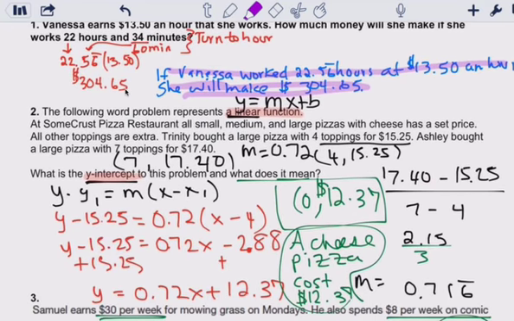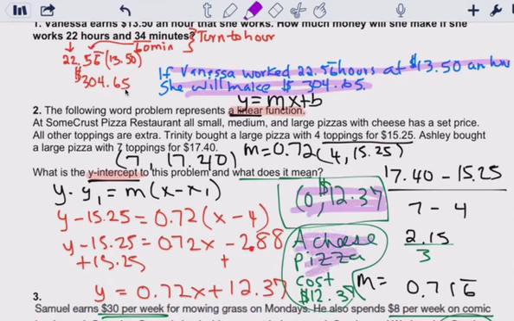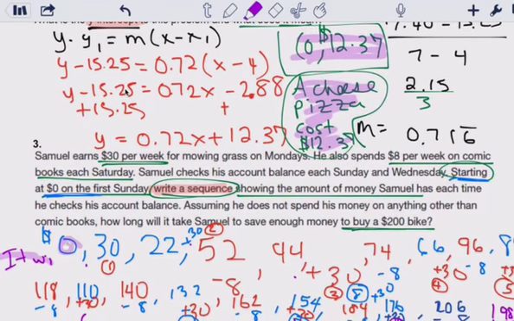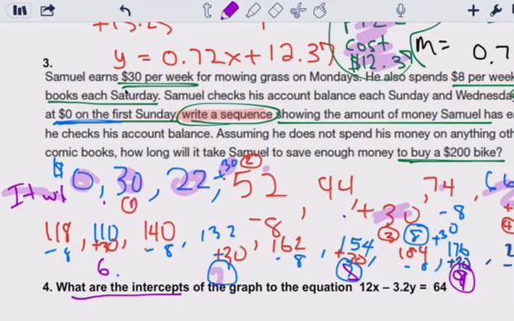This is the answer, and this is what it means. Okay. Number 3, I did this. The sequence starts at 0, add 30, minus 8, add 30, that's 1, 2, minus 8, add 33, minus 8, add 34, minus 8, add 35. I got up to 10 weeks. It will take 10 weeks. Almost finished this. Will take 10 weeks.